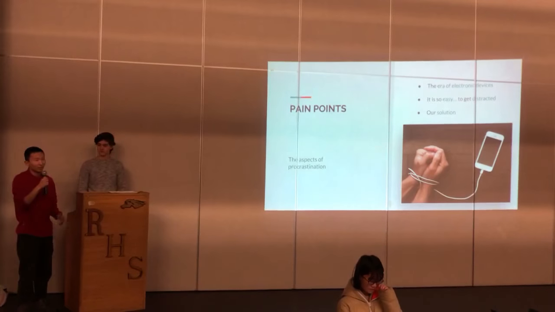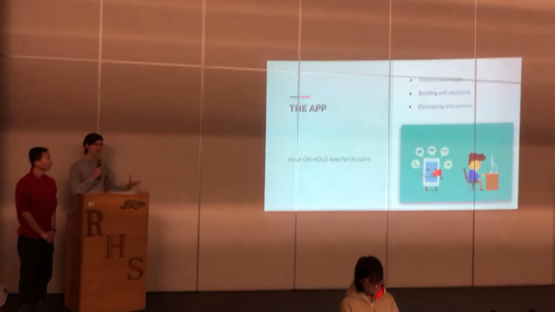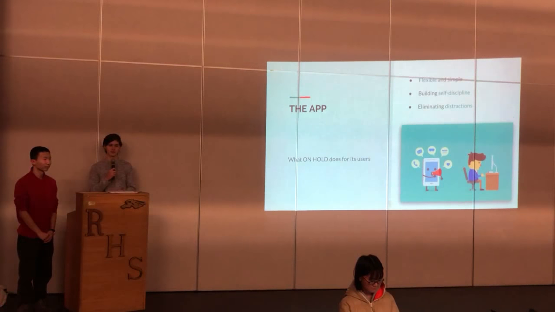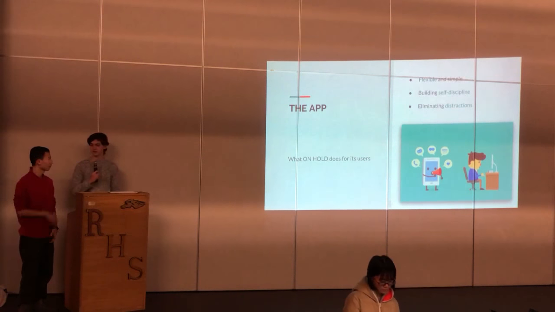Luckily, we have a solution. Our app builds self-discipline. It effectively disables your phone, eliminating that distraction. You just set a time for how long you'd like to work, whether that be 5 minutes or 5 hours. And you can't close our app to browse social media or spend pointless hours on YouTube, because if you close our app, all the progress on it will be lost.